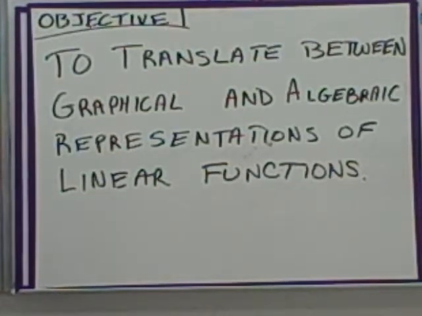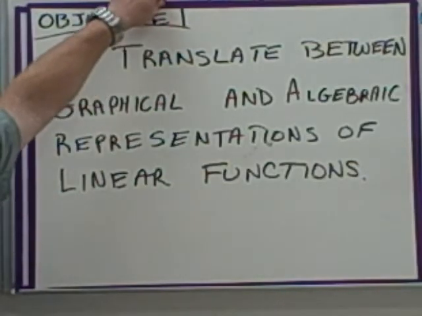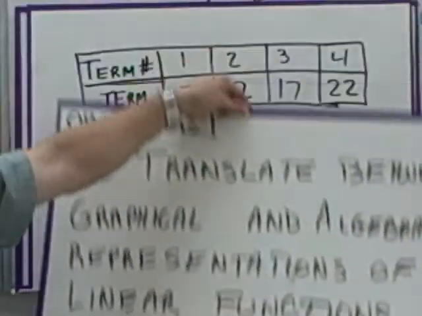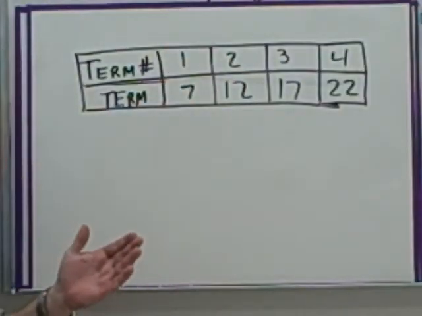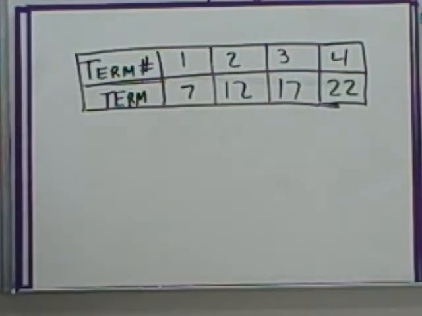Hello. The objective of this video is to translate between graphical and algebraic representations of linear functions. Linear functions are linear because when you graph them, they form a straight line. Now, we last learned about how to convert tables to expressions.